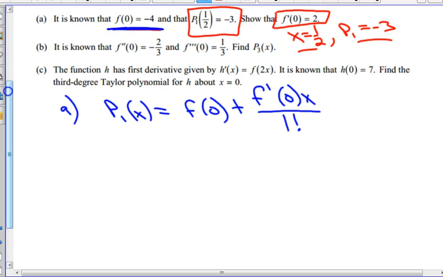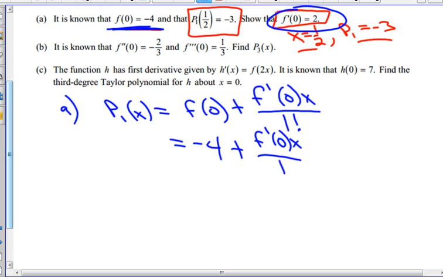Okay, we look back up here. They tell us right here, f of 0 is negative 4. So we've got that. They don't tell us f prime. We're supposed to show this thing. So my approach would be, let's just leave that as an unknown. And we've got this polynomial. I didn't really have to write over 1. And over here, here's my polynomial. Okay, it's negative 4 plus f prime of 0 times x equals P sub 1 of x.